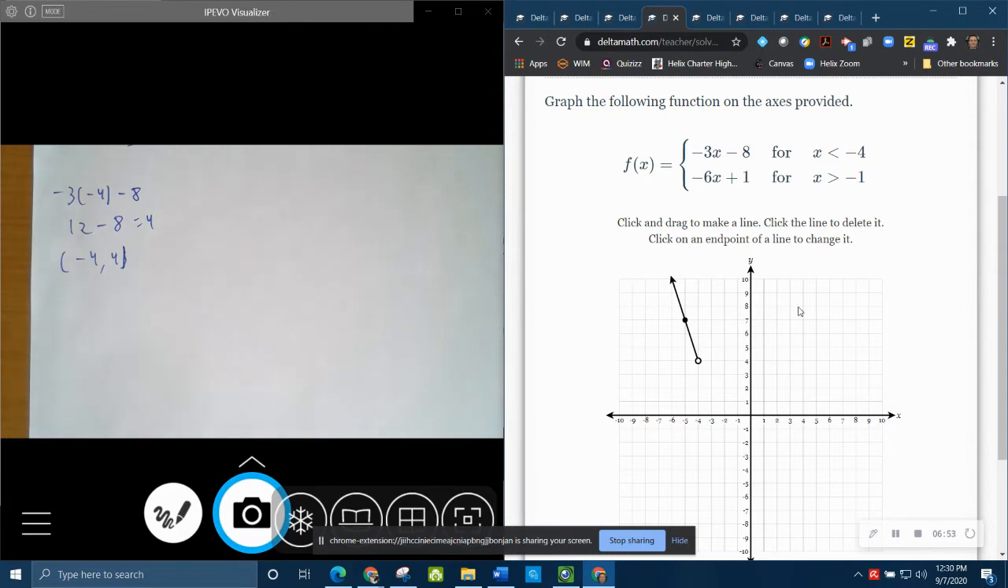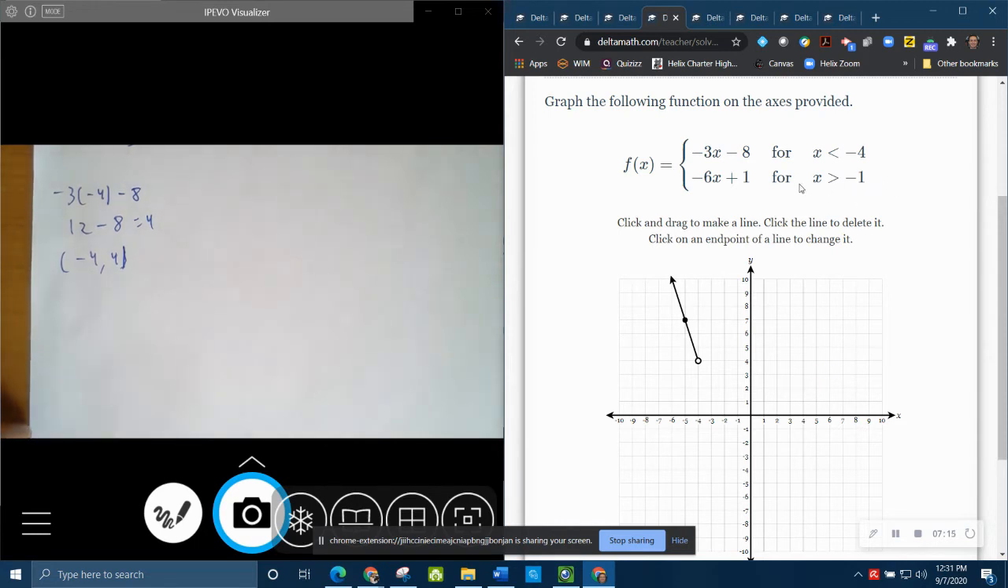Now for the other one here, I'm going to want x is greater than -1. Let me just show you clicking the line to delete it. Let's say you make a mistake. Let's say I put that in there randomly, and then I'm like, wait, no, that's not right at all. To get rid of something, you just go in the middle of the line. It'll give you that symbol there, a circle with a slash through it. If you click right there, it'll get rid of it.